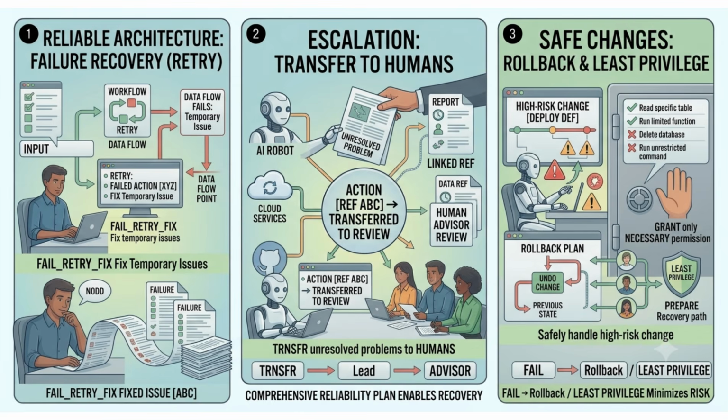Reliability through human oversight. Even the best AI agents will occasionally fail. That's why reliable architectures include retries, which allow agents to fix temporary issues; escalation, which transfers unresolved problems to humans; rollback plans, which provide recovery paths for high-risk changes; and least privilege, which grants only the permissions necessary to perform a task. This minimizes risk and limits the impact of mistakes.